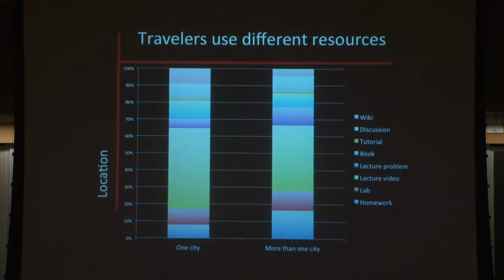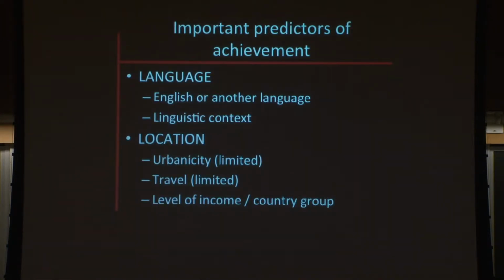Lecture videos require a consistent connection to be able to be streamed. On the other hand, those travelers are spending more of their time, proportionally speaking, on the homework, which we've shown in other work to be related to higher achievement. And so being a traveler was related to being a higher achieving student. So to summarize, both language and location were important predictors of achievement. They're important for student learning.